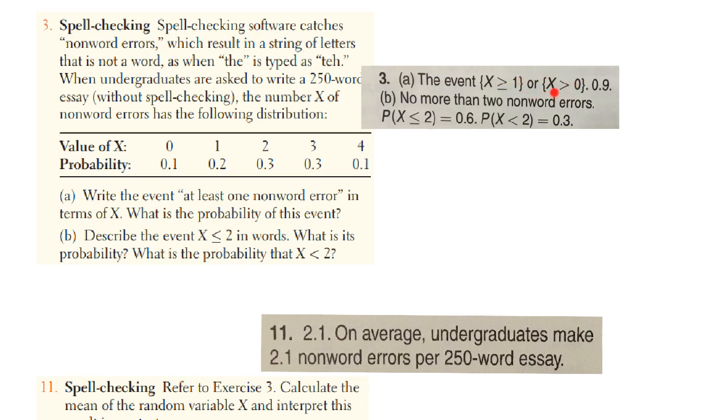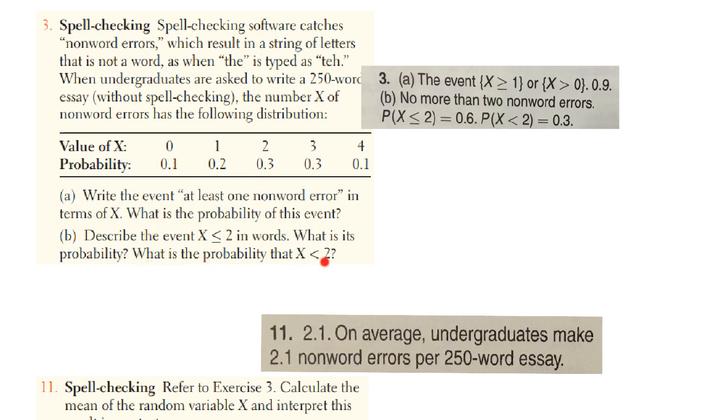And then what is the probability? Just be 0.9. You just add up all these, or everything but that. Describe that in words. That'd be no more than 2 non-word errors, or you could say less than or equal to 2. You could do that. What's the probability of that? Less than or equal to 2 is these 3, which is 0.6.